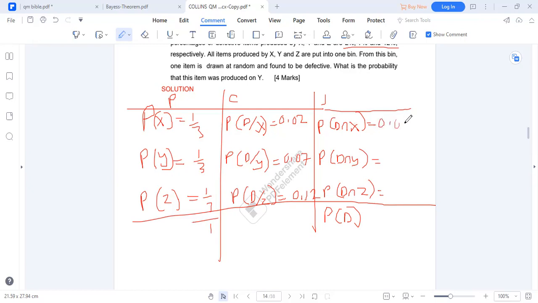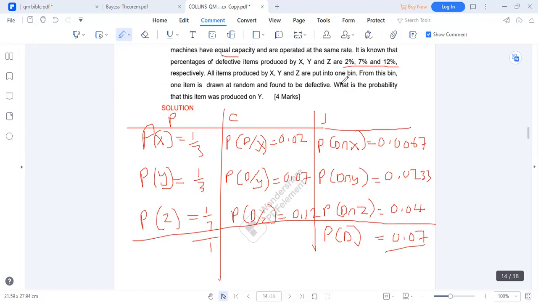So we have 0.0067. This is 0.0233. This is 0.04. So when you total up here, we're going to get 0.07.